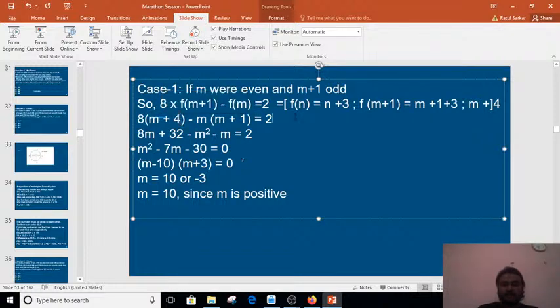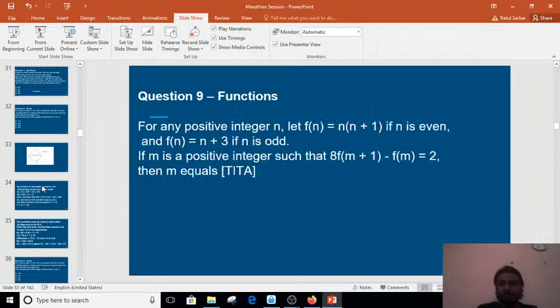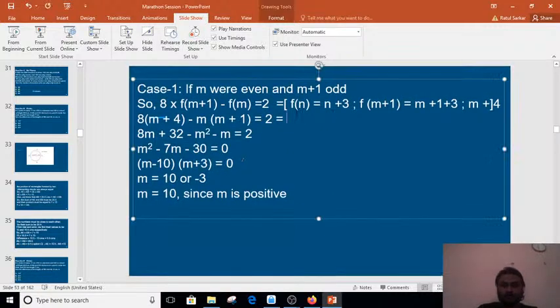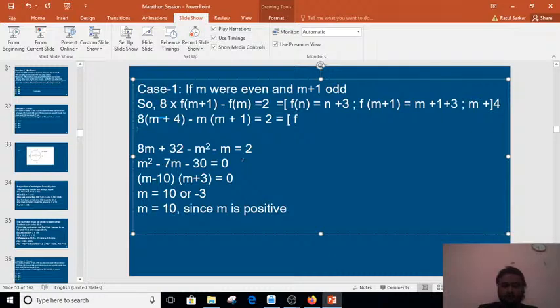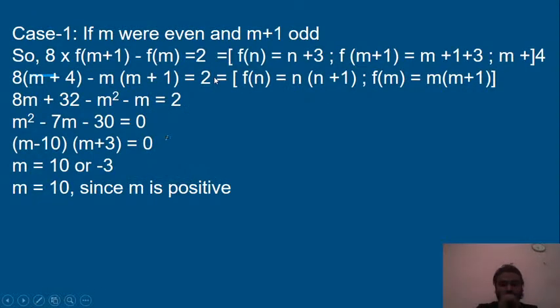Okay, and in this case, what was the expression I'm using? f of n was equal to n into n plus 1. So now it becomes m into m plus 1. Okay, so now it is clear to you guys how I am writing these two.